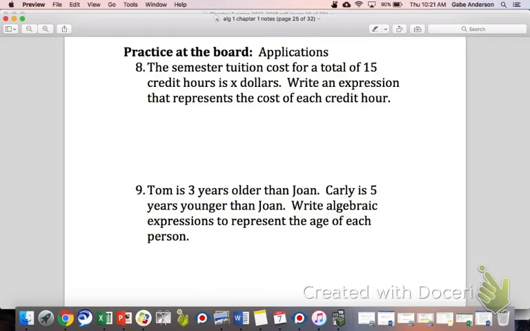15 divided by X. It's not minus. That's right. And someone is multiplying. So X is the total cost of the semester for 15 hours, spread out over 15 hours. Yep, X over 15. It's like X divided by 15. Yeah, it is.